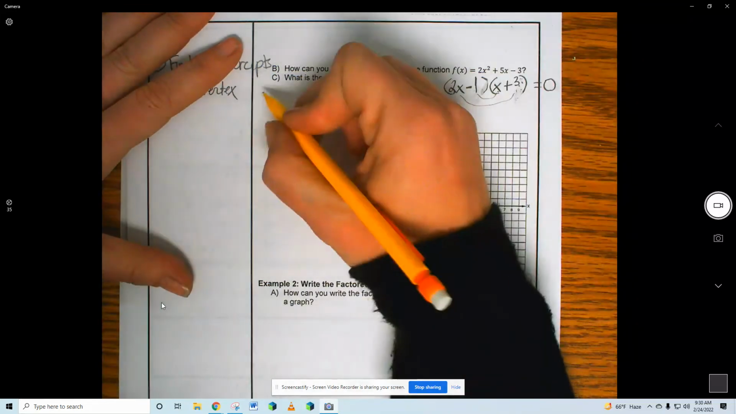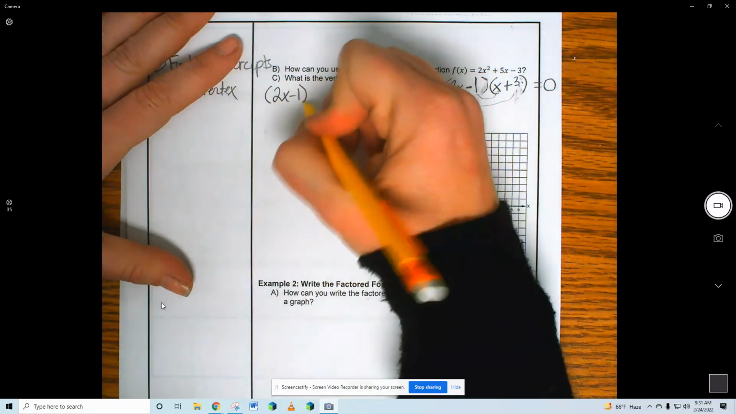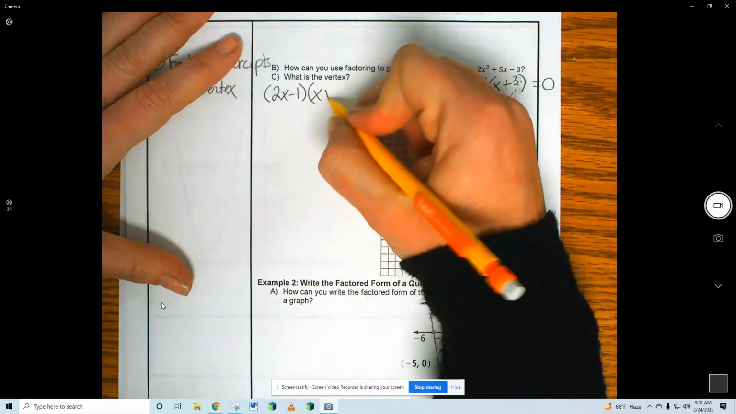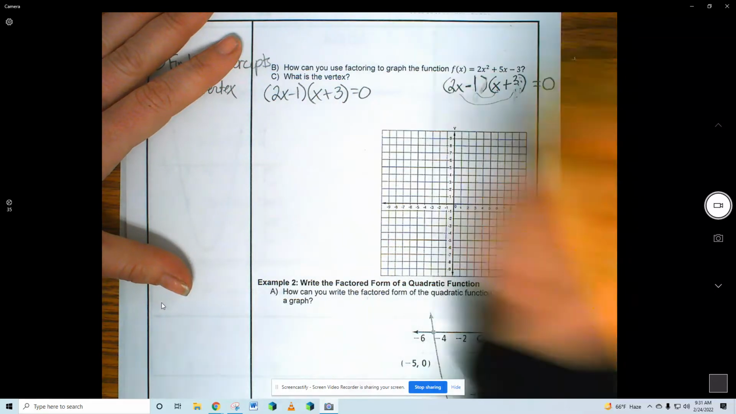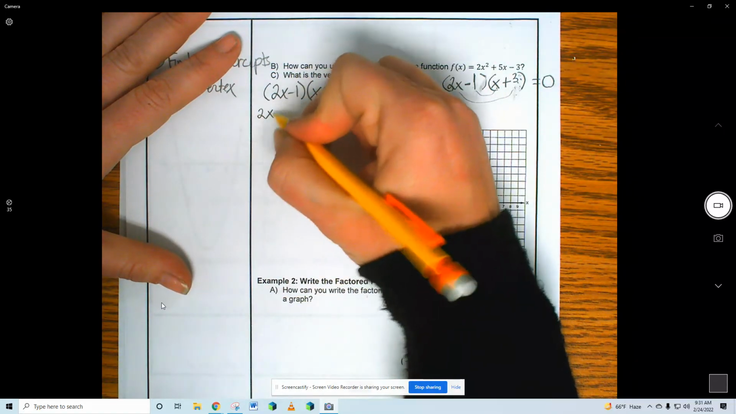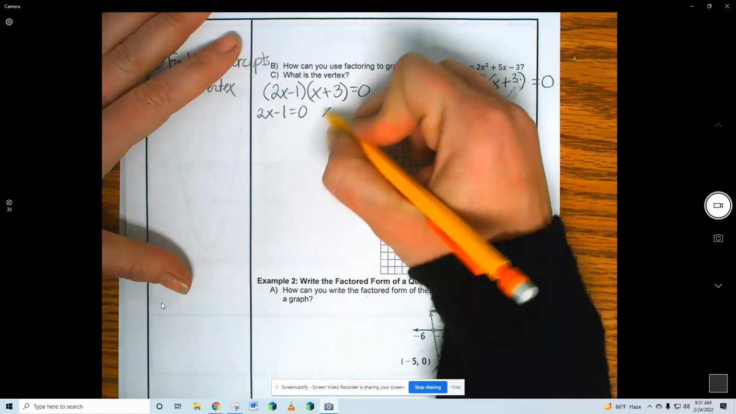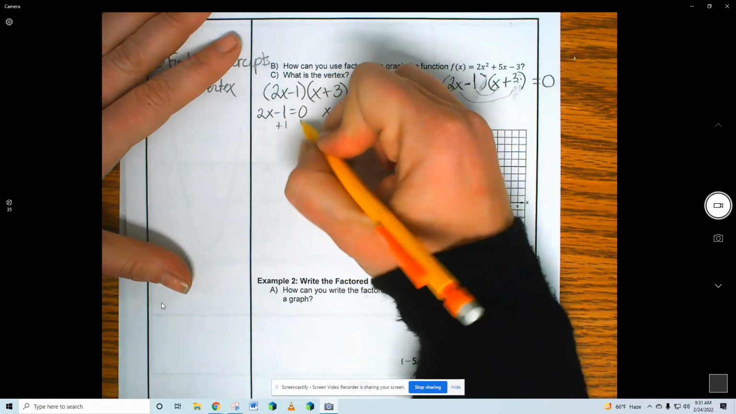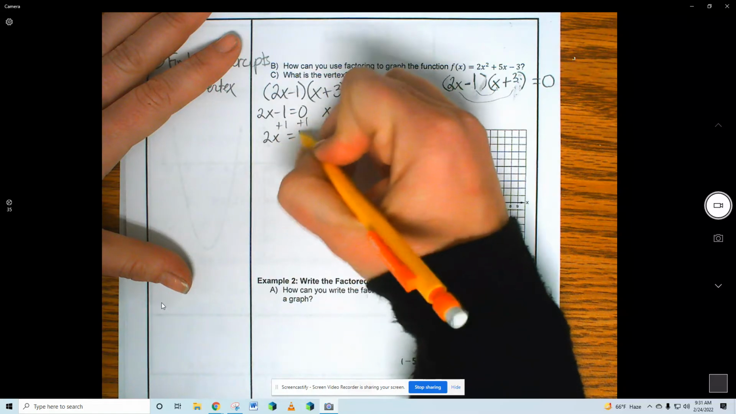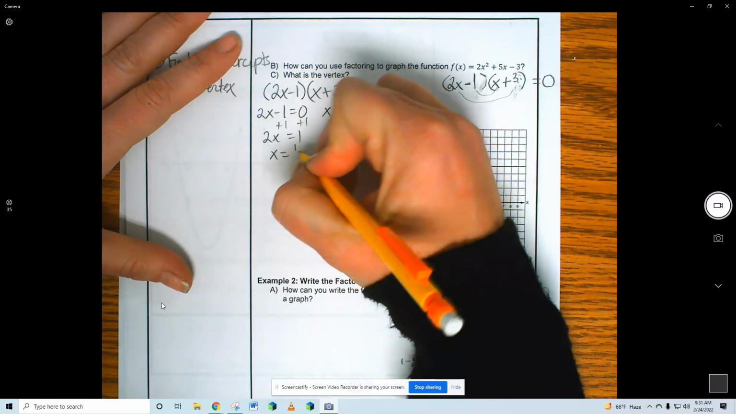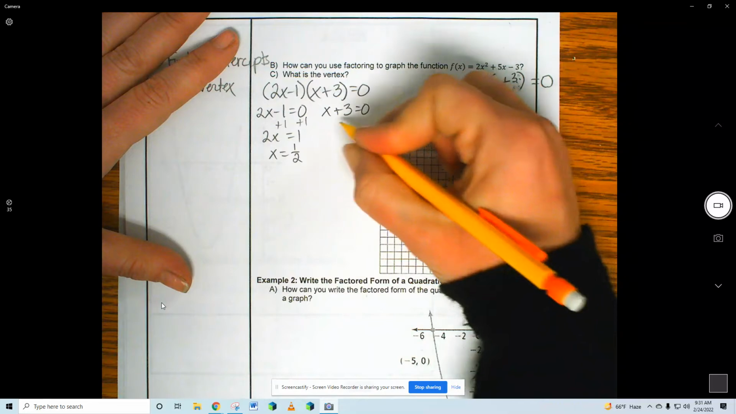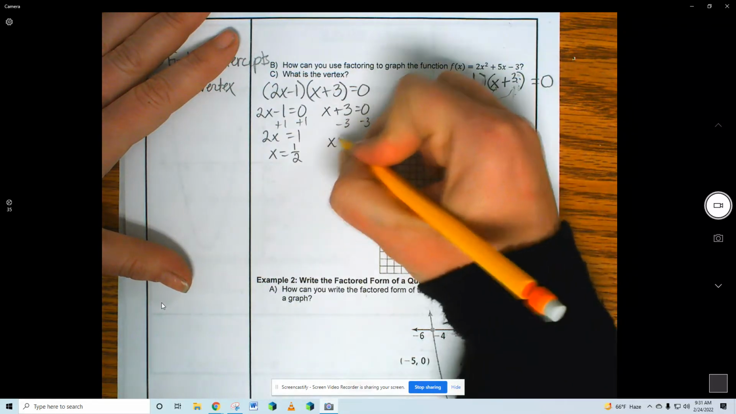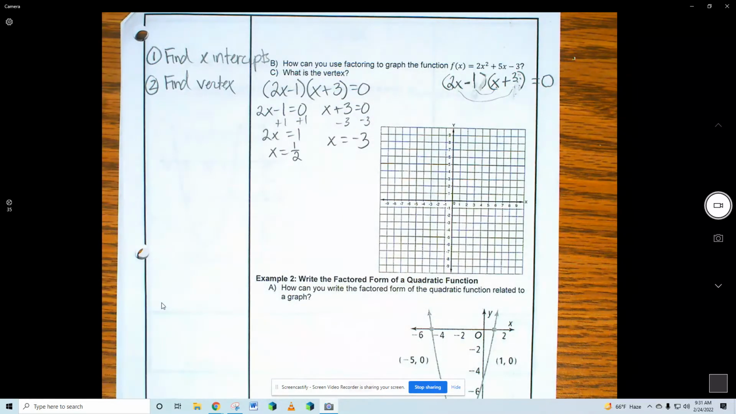So 2x minus 1 and x plus 3. Solve. Find your x-intercepts. 2x equals 1, x equals 1/2. x equals negative 3.